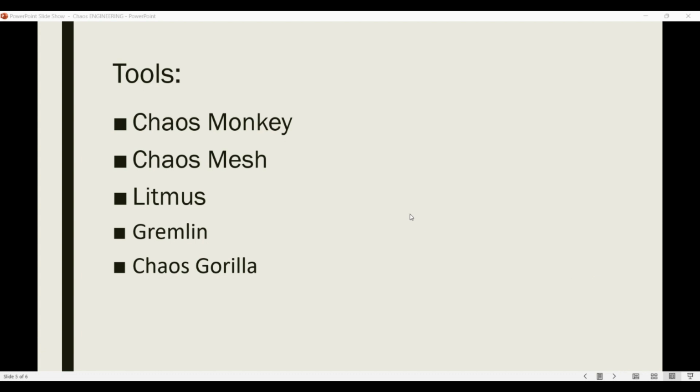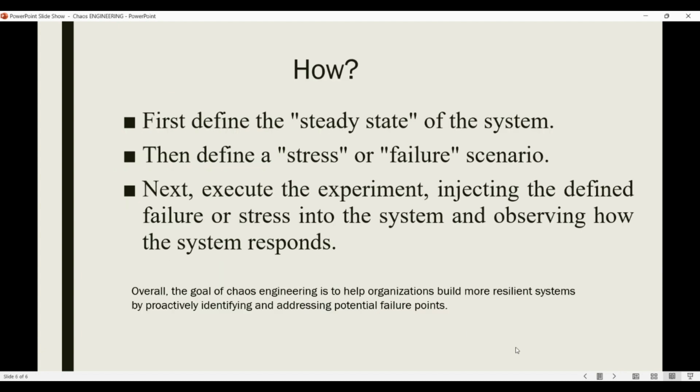Now the question comes, how do we actually perform it? The how part. So to perform chaos engineering, to conduct a chaos engineering experiment, engineers first define the steady state of the system they want to test, which is the normal expected behavior of the system. They then define a stress or failure scenario, which is a specific way in which they want to disrupt the system. For example, they might simulate a network outage or a server failure.